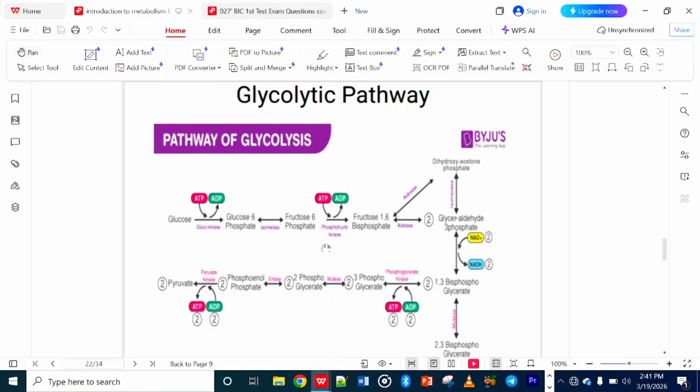Before cramming any particular pathway, you should first ask yourself, what is the purpose of this pathway? Why is it happening? Where is it happening? What is the importance? So I'm going to be showing you an example right now. So take a look at this. I'm going to be using the typical one that everybody knows, the glycolytic pathway.